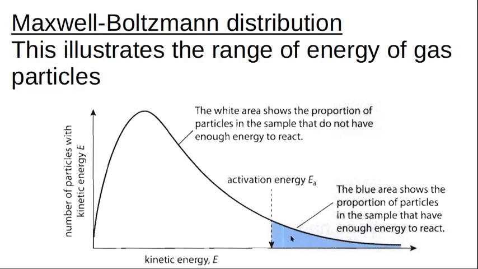The area under the curve tells you exactly how many particles there are, because there's this many on this axis with this much kinetic energy, this many with that much. If you find the area under a curve, it's going to give you the number of particles. So this blue area is the number of particles with activation energy or more, and that will tell you, will the reaction happen? If the activation energy lies off the graph, you're never going to get the reaction to happen. Your particles don't have enough kinetic energy.